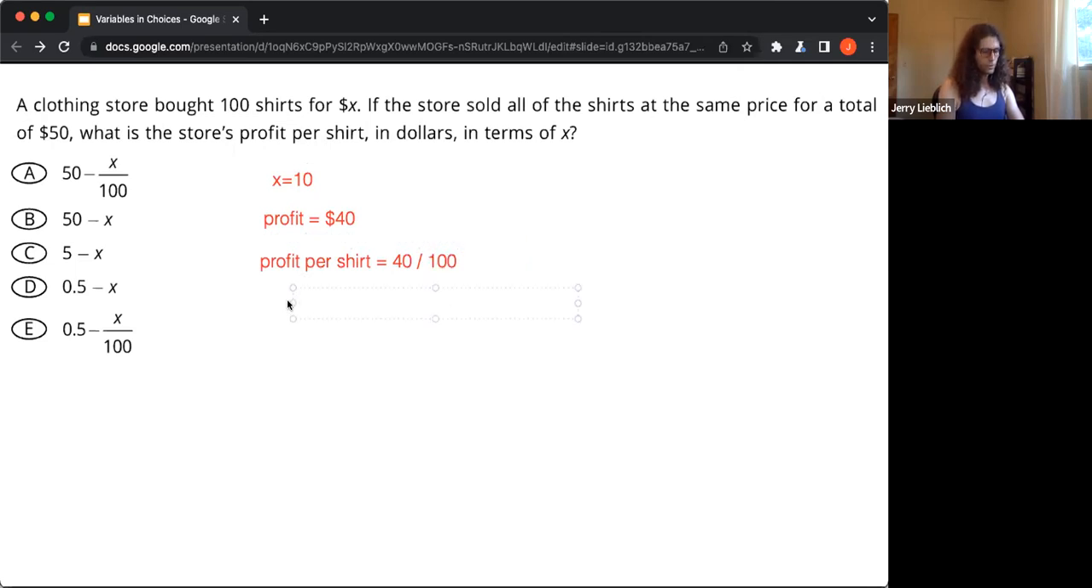So we end up with 0.4. This is now my target value. So let's look at this. 50 minus 10 over 100, that's going to give me 50 minus 0.1. That's no good. 50 minus 10, that gives me 40. That's no good.